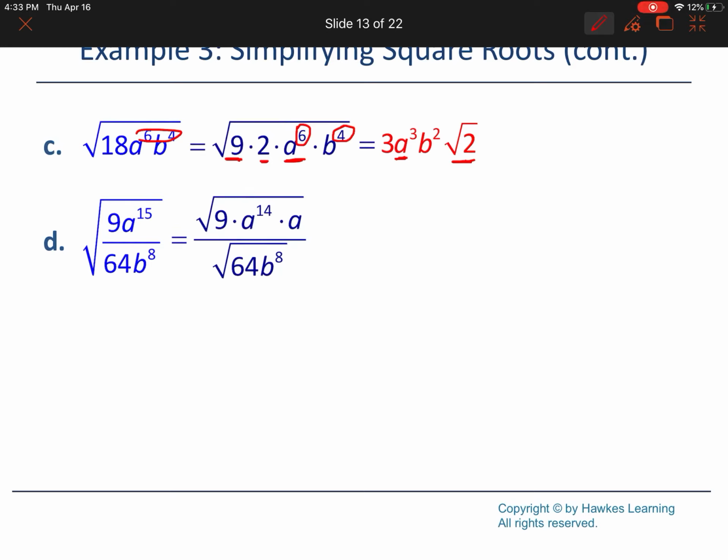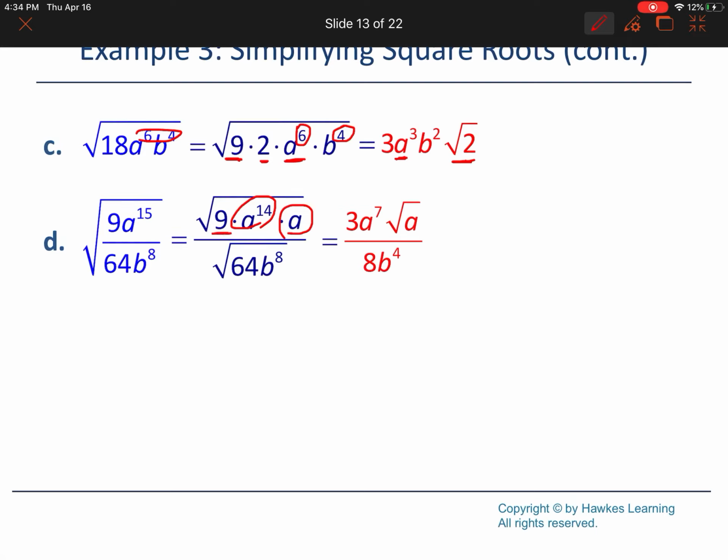Okay, so we can split up the fraction, right? And 9 is already a perfect square, and so is 64. So the top a is odd, so that means I can break it up into an even one and a single a. That would be a to the 15 if I combined them, but I want it to be an even one and a single a.